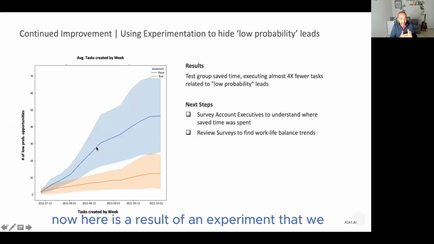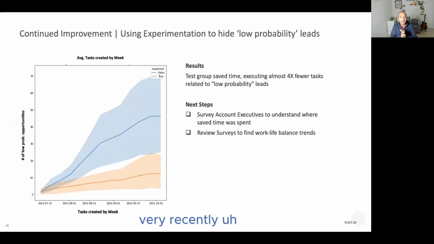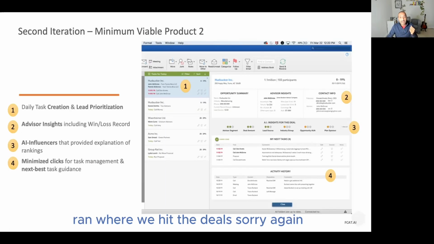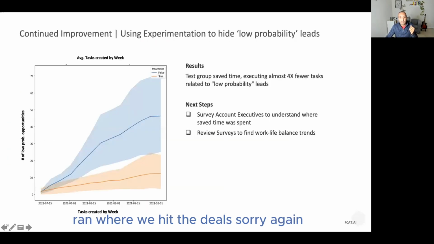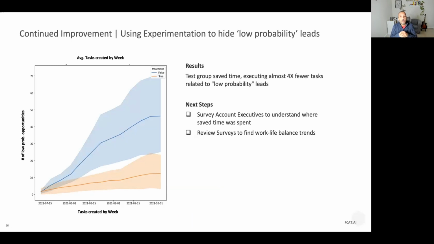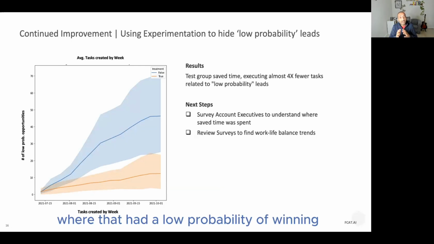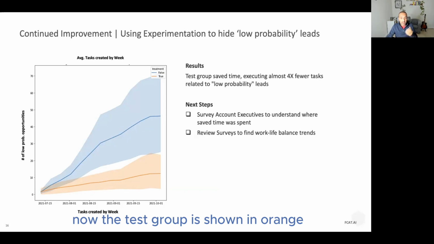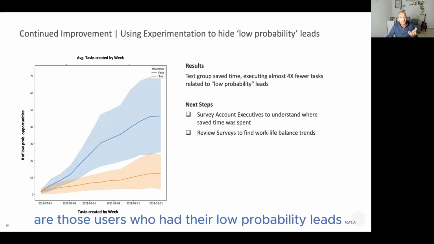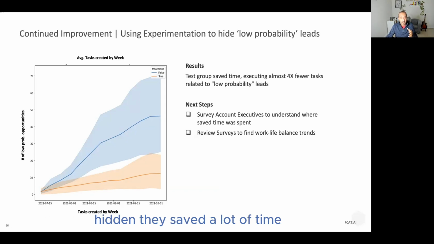Now, here is a result of an experiment that we very recently ran, where we hid the deals that had a low probability of winning. Now, the test group, which is shown in orange here, are those users who had their low probability leads hidden. They saved a lot of time when compared to the control group, which is given in blue.